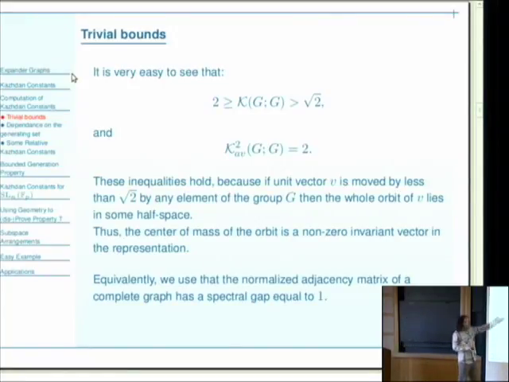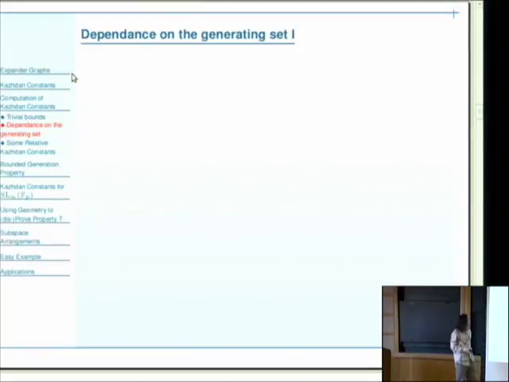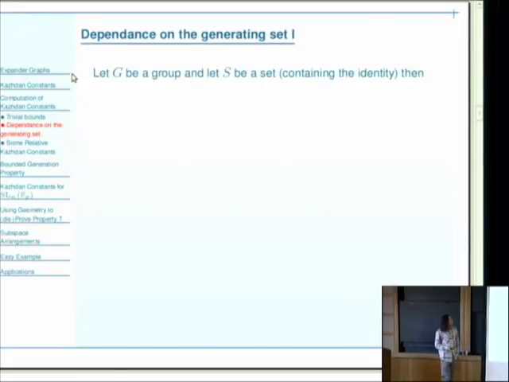OK, so that's a completely useless thing, because you don't want to construct expanders by taking complete graphs. OK, so what is the next thing? The next two slides allow me to change the generating set and still maintain some control over the Kazhdan constant.